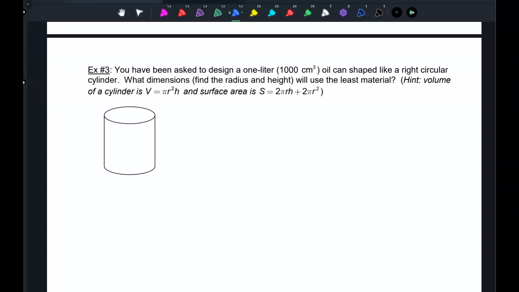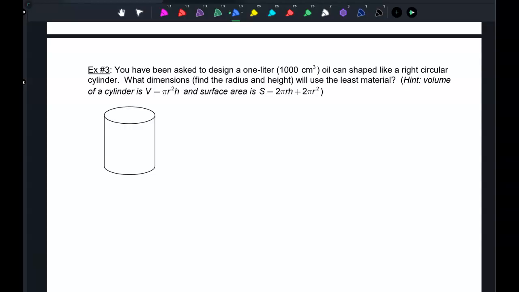We got this. Okay, you've been asked to design a 1 liter oil can. That's right. Yes, 1 liter is 1,000 cubic centimeters, if we didn't know. Okay, it's going to be in the shape of a right circular cylinder. We want to find the dimensions for the radius and the height that will use the least amount of material.